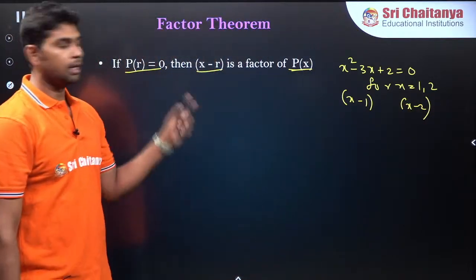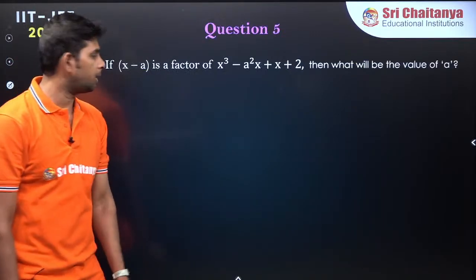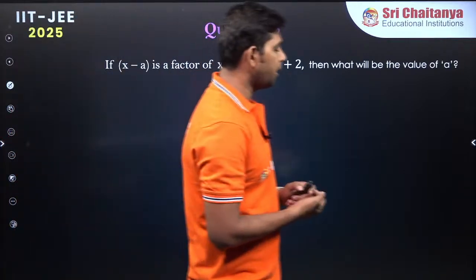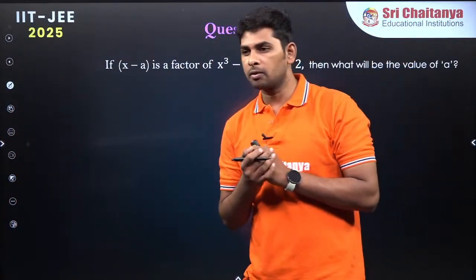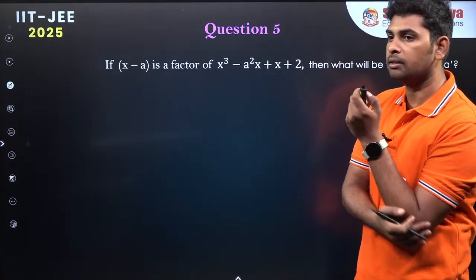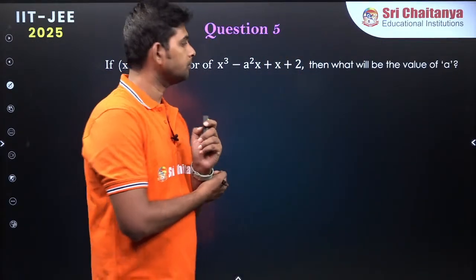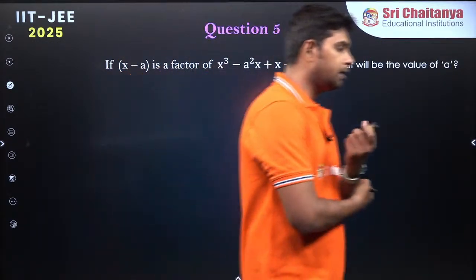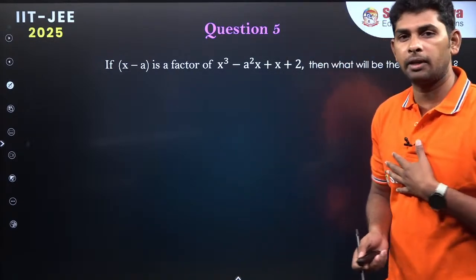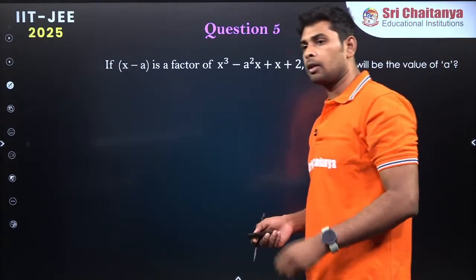The same way here, if x equals r is satisfying the equation p of x equals 0, then you can say x minus r is one of the factors. Now if x minus a is a factor of this, then how are you going to get the value of a? Please put in your maximum efforts to solve this. It's very easy, you just have to plug in the value a here in the equation. So plug in the value of a in this equation or expression, so that you get it equal to 0, because it is a factor there. So substituting the value of a here, you are going to get that, right?